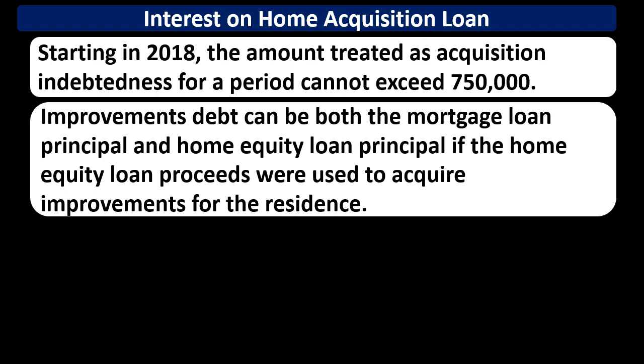Starting in the year 2018 and going forward, the amount treated as acquisition indebtedness for a period cannot exceed 750,000. This is a change from last year, a lowering from last year, but note it shouldn't affect most taxpayers who own a home. Remember, what we're talking about here is the loan on the home. So if we bought a home for 750,000 and we had the entire loan amount financed, then the interest on that loan would be capped at the 750. And typically that's not the case.